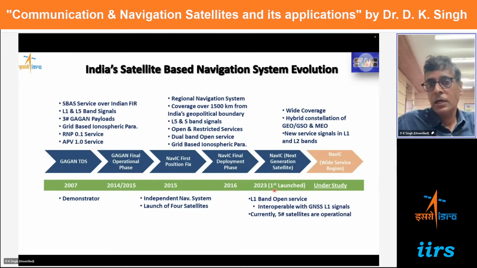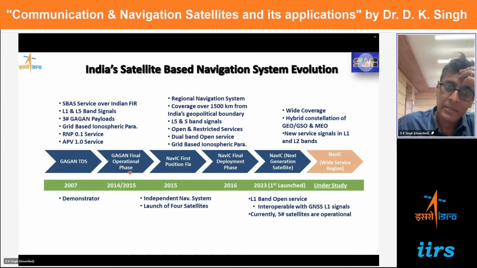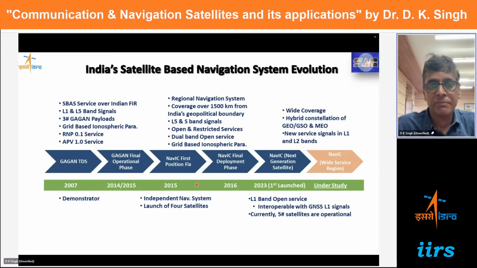Now this is our journey in navigation systems. We started with Gagan actually and it got operationalized in 2015. And in the meanwhile, we started our regional navigation IRNSS system design. And the first time we achieved the first position fix, that means a minimum of 4 satellites were in orbit, in 2015. And in 2016, we completed the constellation. Our IRNSS system is now getting upgraded with new signals and more powerful satellites and so on. We also provide the services on a similar frequency band where the global systems are providing. So it is interoperable. Any receiver which is capable of receiving GPS can use IRNSS signal also.